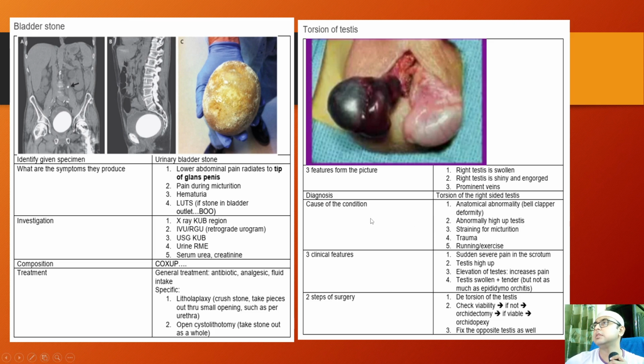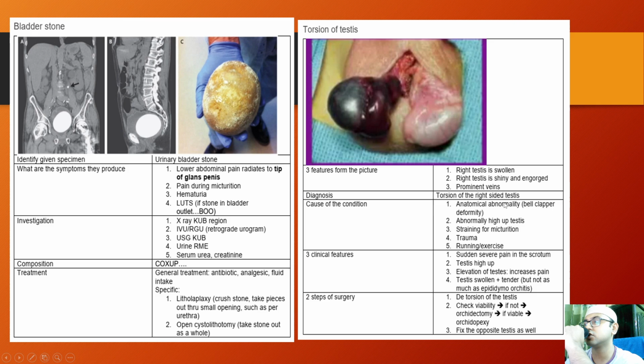And here on this right side, you can see the two testes. One testis is blackish, and another testis is normal. So this is a torsion of the testis. You can see there is a torsion happening here, and three features: the right testis is swollen, and the right testis is shiny and engorged with prominent veins.